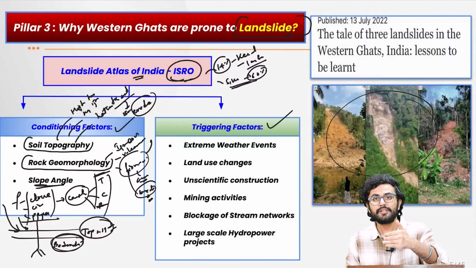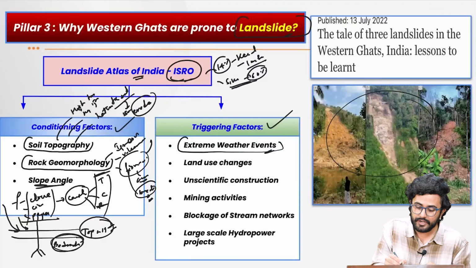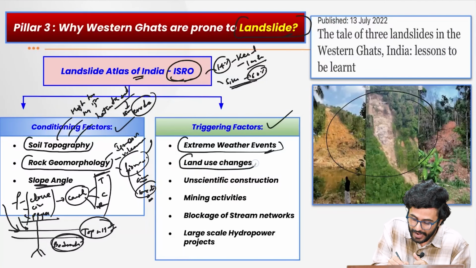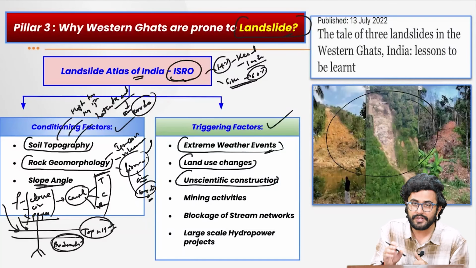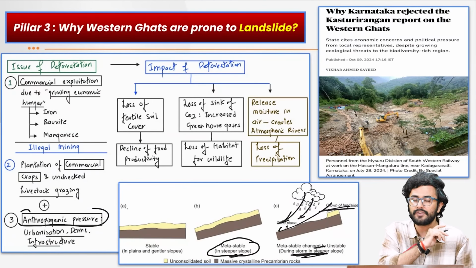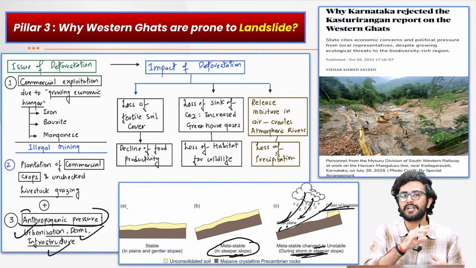So the global warming induced climate change which is taking place is leading to extreme weather events, for example high precipitation. Then large scale land use changes and unscientific construction have also taken place. Why? Because of the various anthropogenic pressures which are taking place: rampant urbanization, creation of dams, infrastructure.